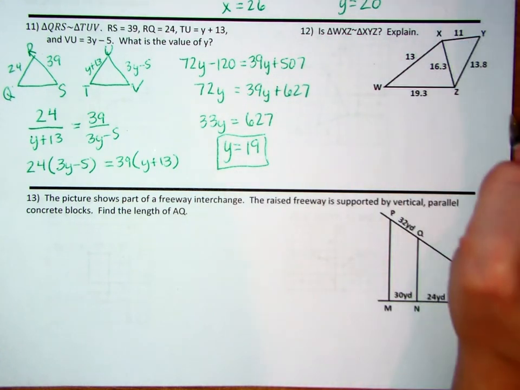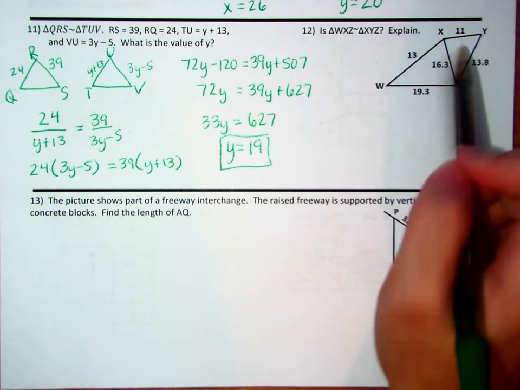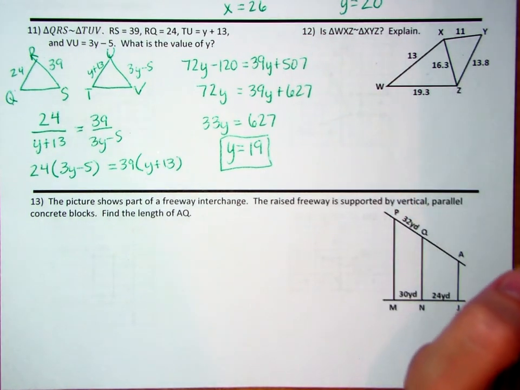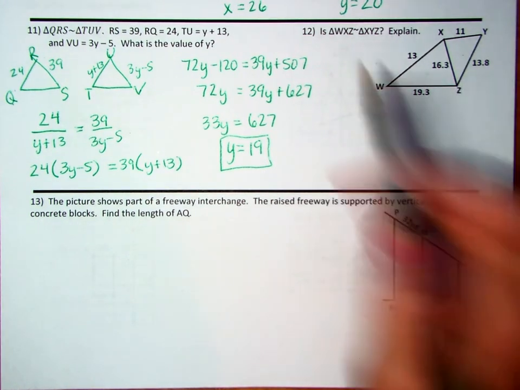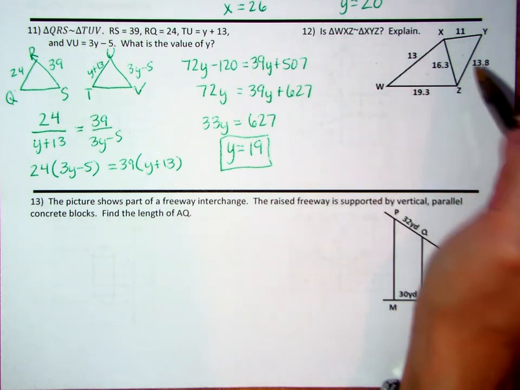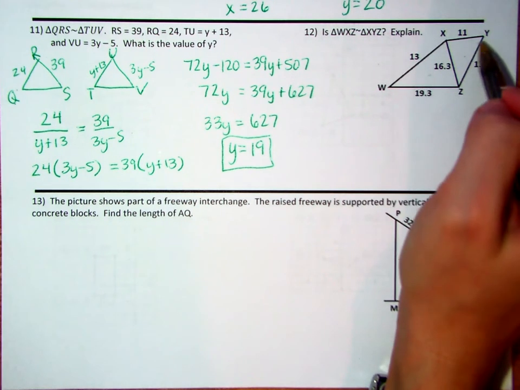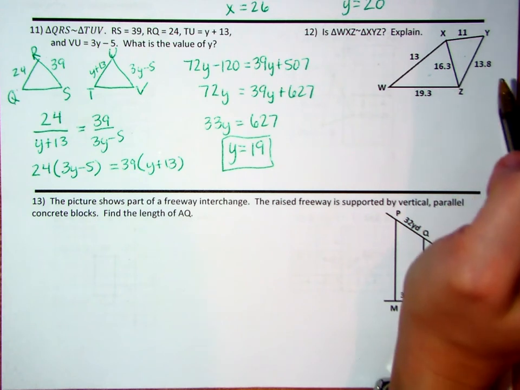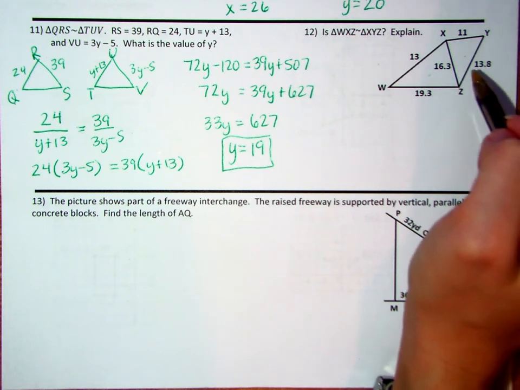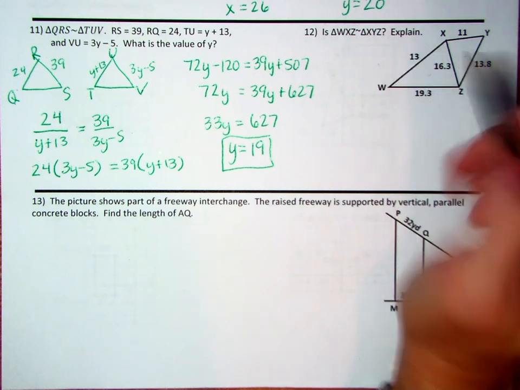Now, number 12, it says we're supposed to determine whether or not these two triangles are actually similar. So when you see this, what we know about similar triangles is that their corresponding angles would be congruent, but they don't give us any information about angles. The second thing we know is that their sides are proportional. So we want to make sure that each of these sides are proportional.